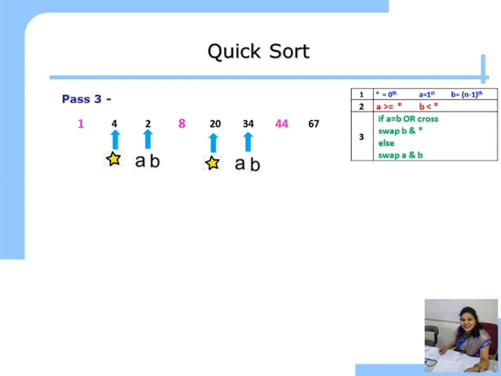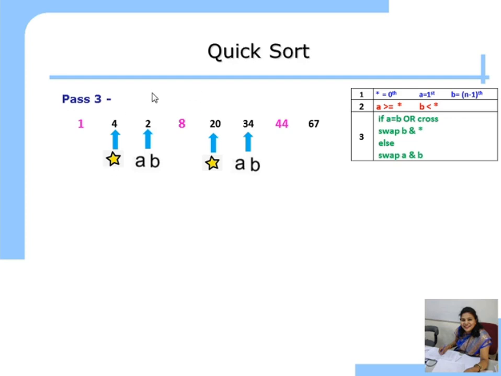After initialization, what do most of the students do? They see that A and B are at the same position and they swap the pivot and B. But they forget to perform the second step. After initialization, you have to perform this second step. The second step is what? You should adjust A and B.